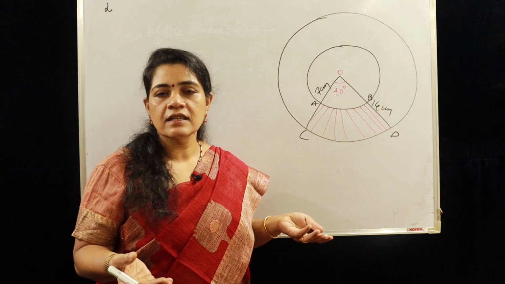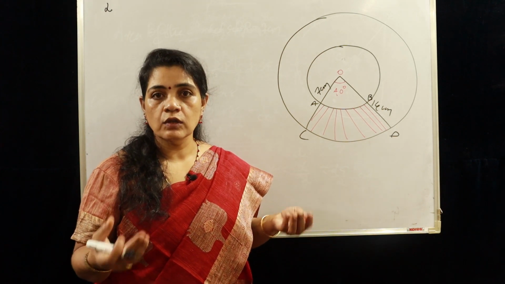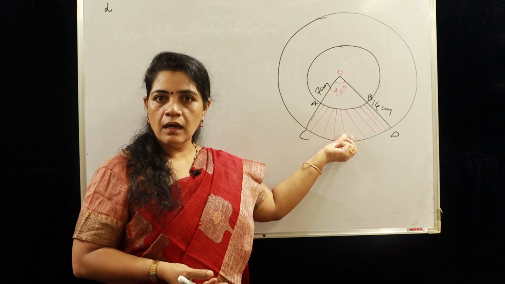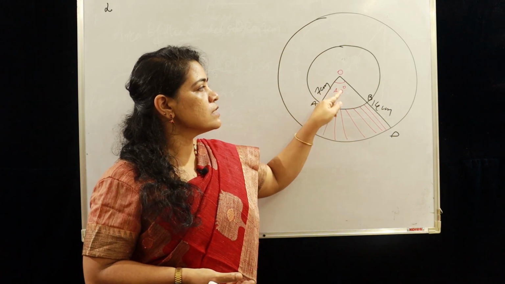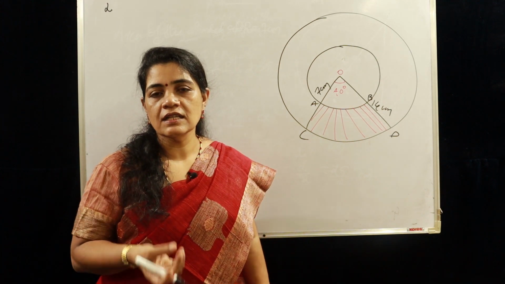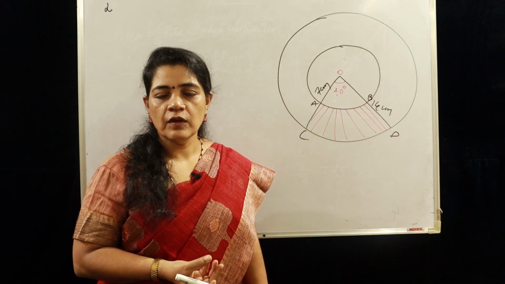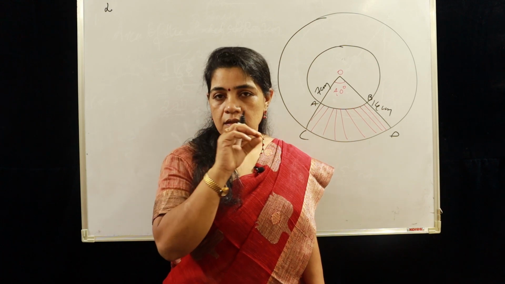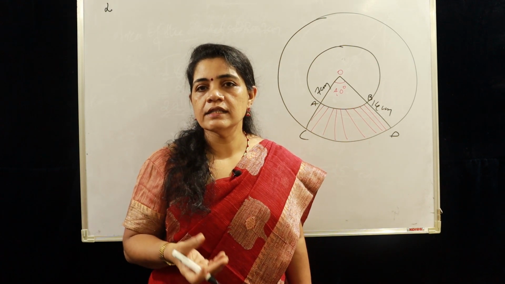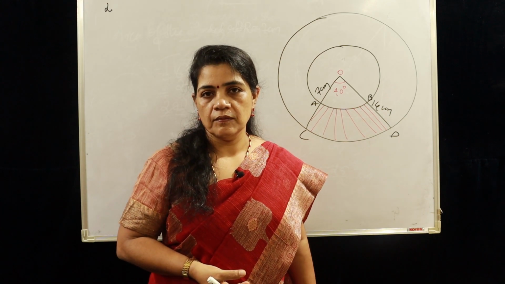So, definitely that is a sector of the outer circle. In order to get the area of the shaded region, you have to subtract the sector of the smaller circle, that is AOB. That is the step, and if you substitute the values, you can easily calculate the area of the shaded region.